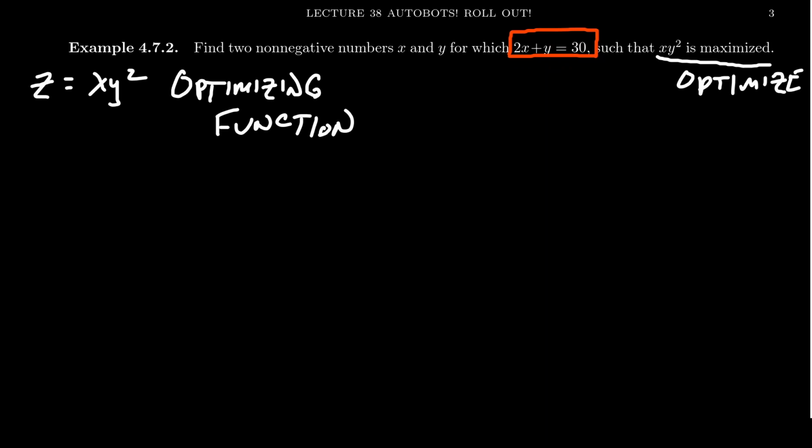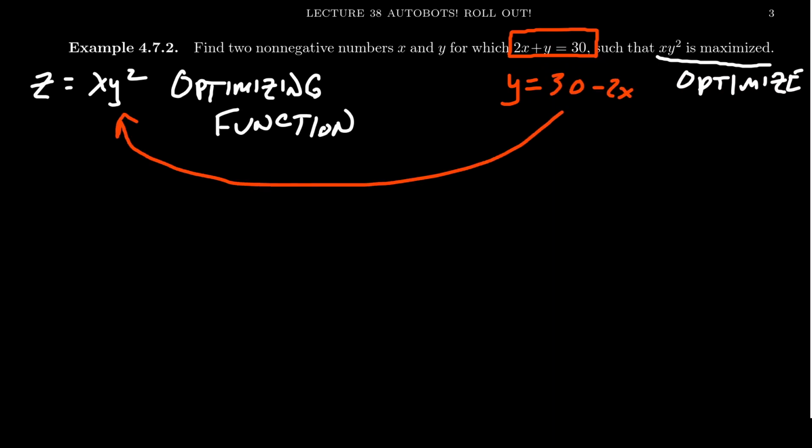Now, this is very similar to the perimeter situation we had. 2x plus y equals some specific number. Solving for one of the variables, y equals 30 minus 2x. And then we substitute that in above, right here. And so we're going to get that z equals x times (30 minus 2x), and this is squared. And so we want to maximize this value.